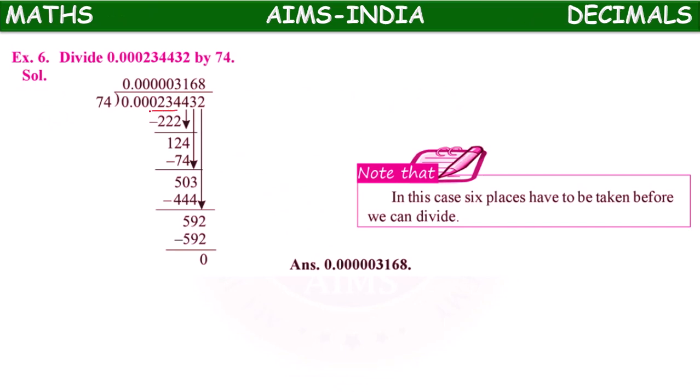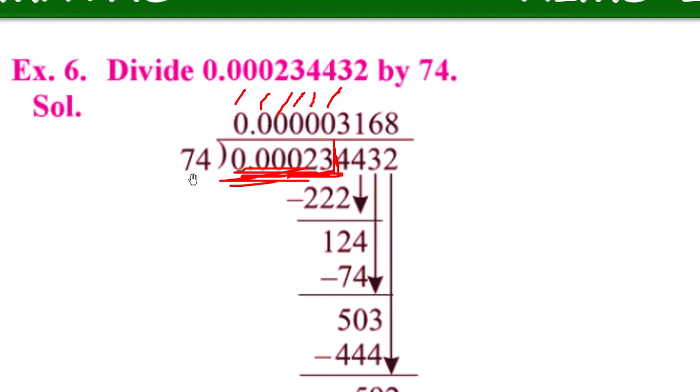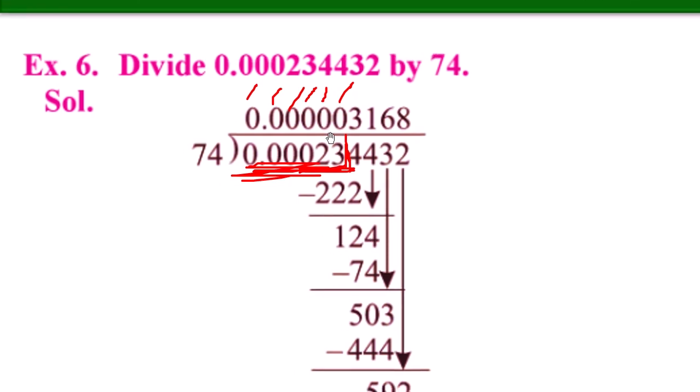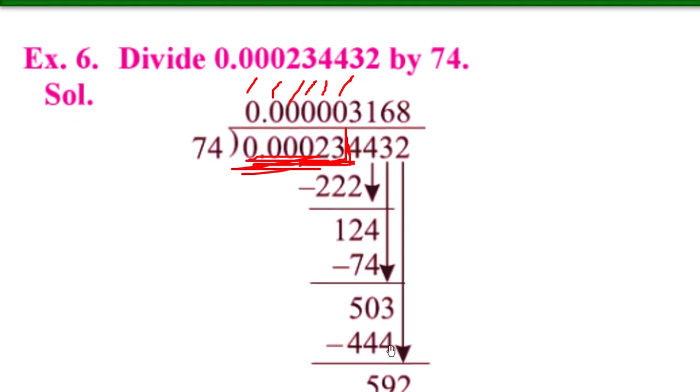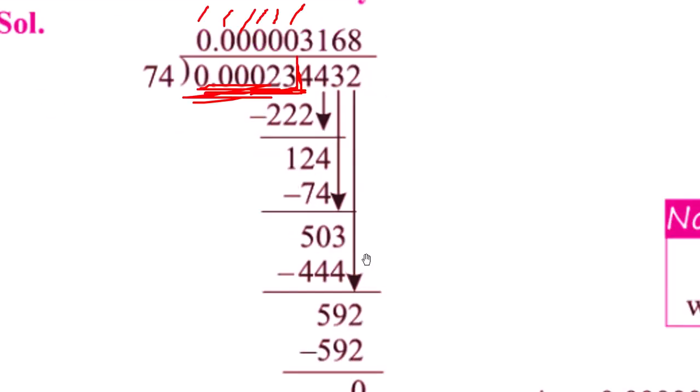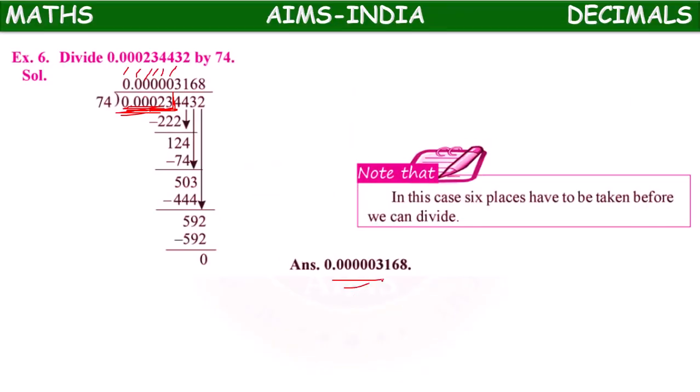Up to this part, whatever places are there, for all of those we will keep zeros only, because up to this part it is not divisible by 74. If you consider 4, then it will become 1234, divisible by 74. So 1 time, 74. 50 remaining, 3 we will carry down. 74, 6 times, 444. 59 remaining, 2 we will carry down. 74, 8 times, 592, 0. So the answer is this one.